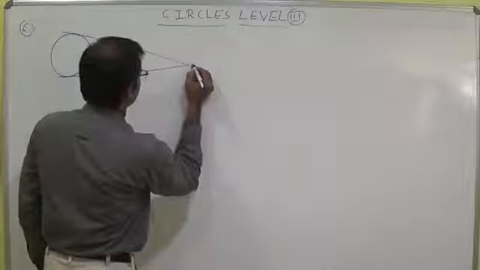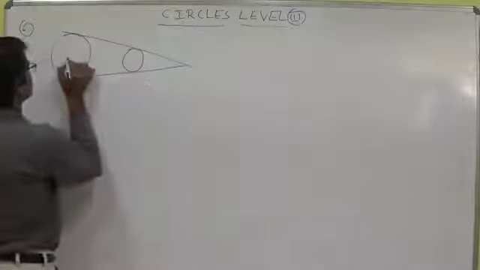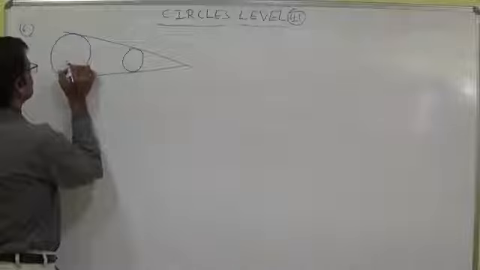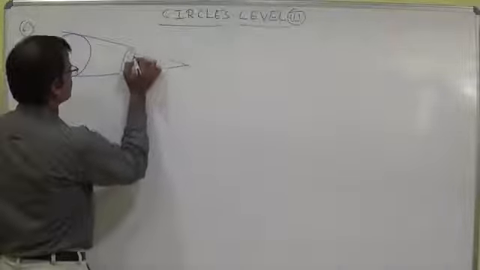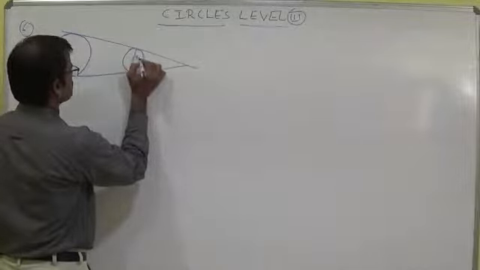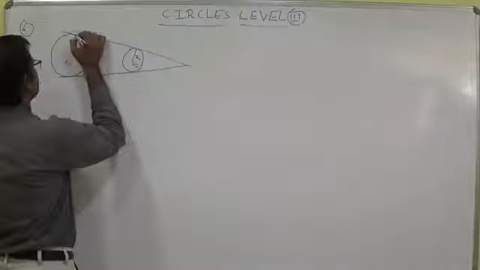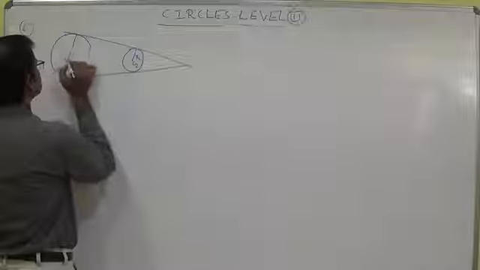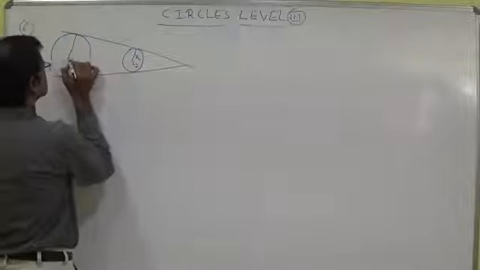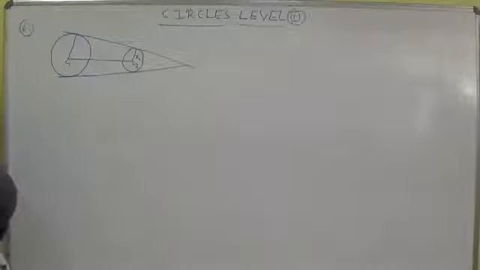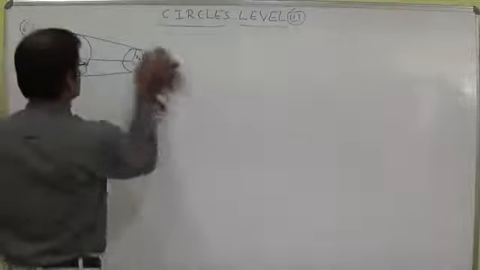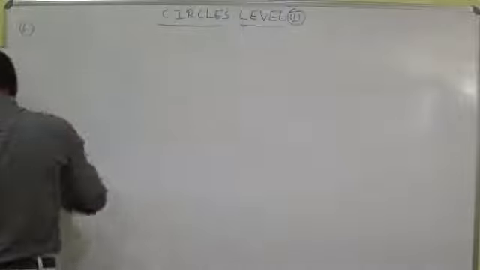These are the direct common tangents. Put here C1, put here C2. This is R2 and this is R1. Join like this. Touch each other externally is given, so you should not consider it like this. Touch each other externally.